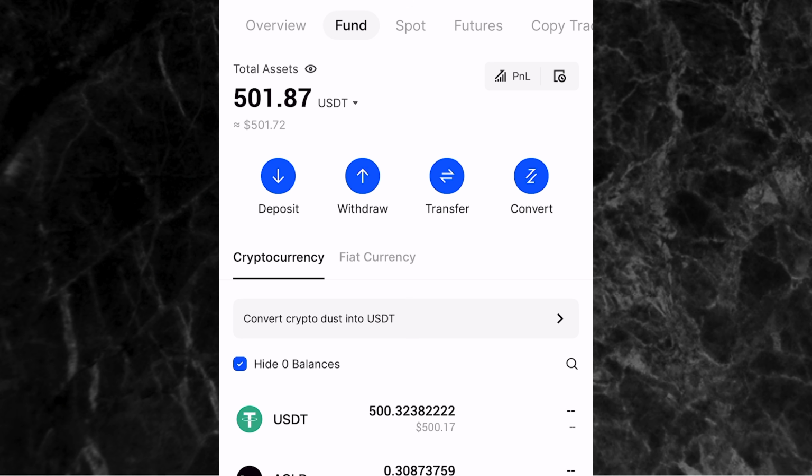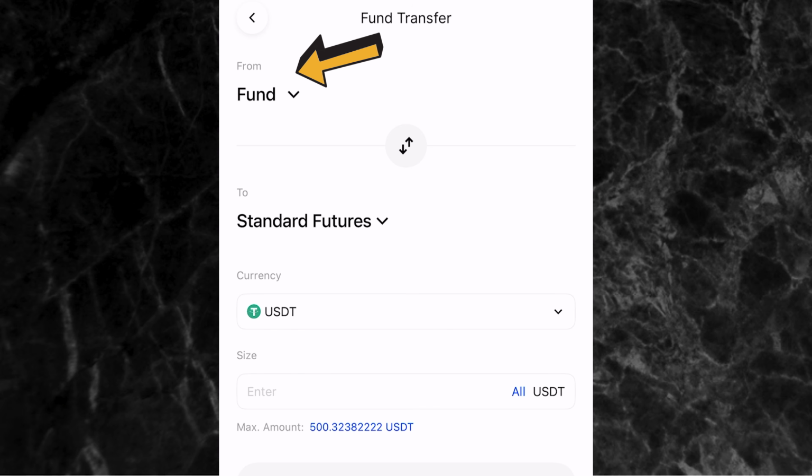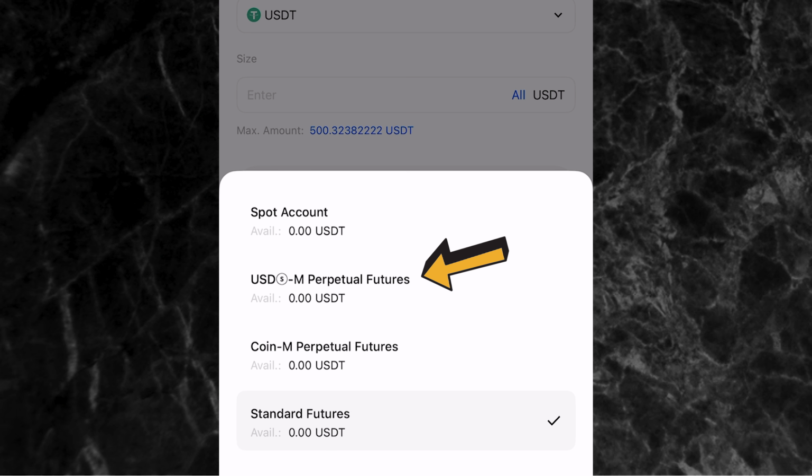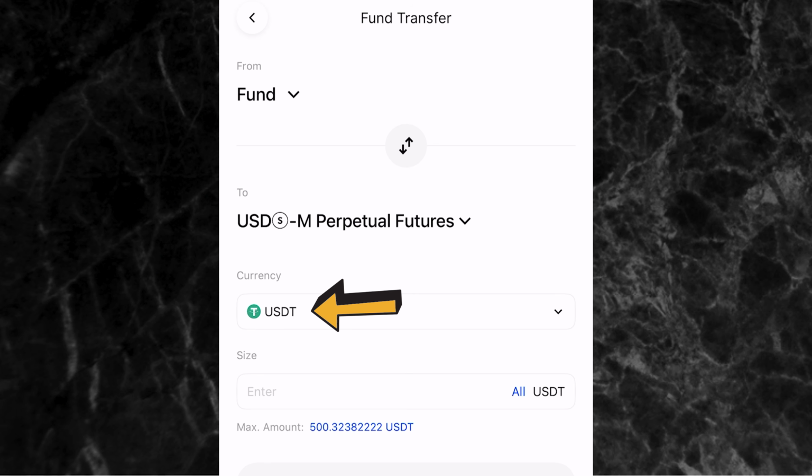Now, the next thing you want to do is to transfer the money you want to use for copy trading to your futures wallet. To do that, what you just have to do is to click on transfer right here. So I'll click on transfer, and then you see where it says from fund to standard futures. This standard futures, change it to perpetual trading futures. So I'll just click on it right here, and at the bottom side of the screen, you see where it says USDSM perpetual futures wallet. So right there is where you want to transfer the money to. So I'll just click on it, and then I'll come right here and pick the currency I want to transfer, which is USDT, is there already.